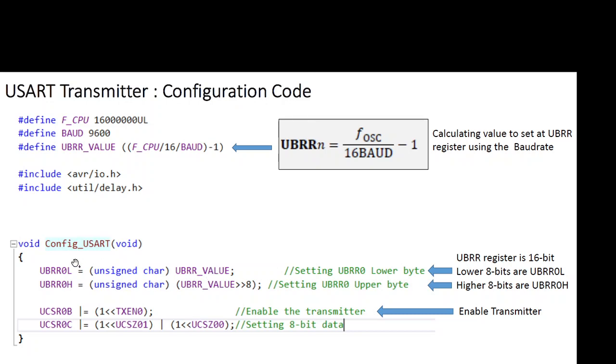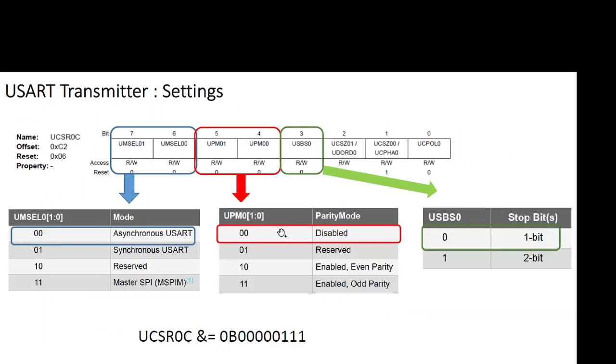So here by doing this, I'm setting my baud rate, and then I'm enabling the transmitter here. I'm enabling the transmitter, and here I'm setting my number of data bits to 8. So here now I have finished configuring my UART, right? I have finished configuring. In fact, if I want, I can set these bits to be 0 as well. I have not done that.